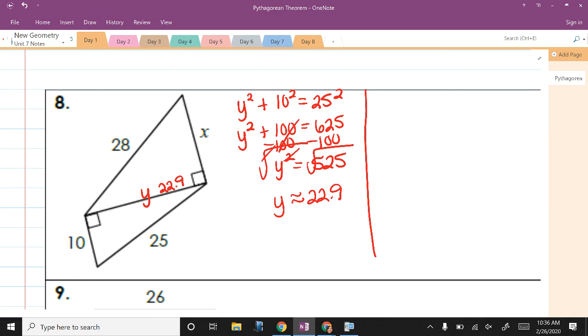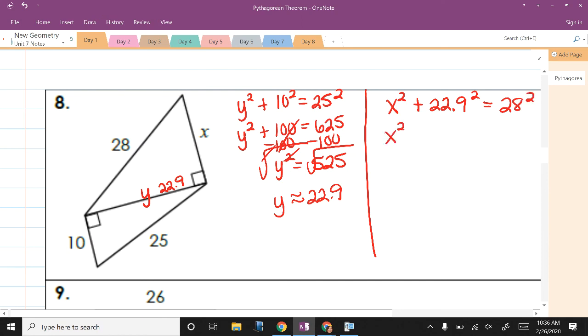The Pythagorean theorem again, and x is the leg, isn't it? And 22.9 is a leg, and 28 is the hypotenuse. Very good. So I'm going to say x squared plus 22.9 squared equals 28 squared.